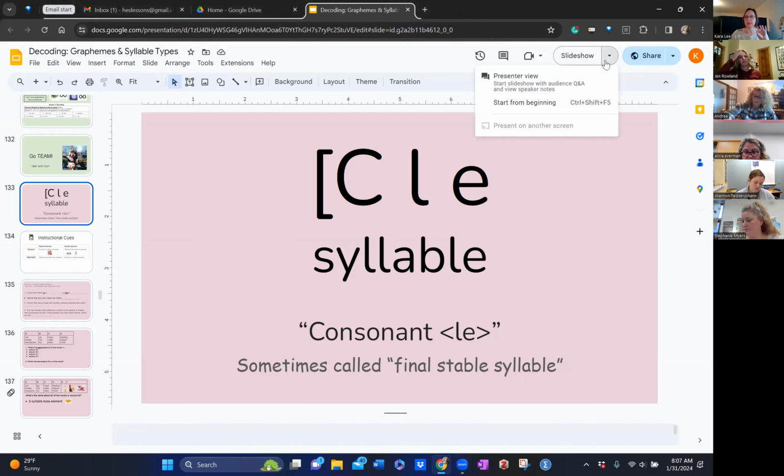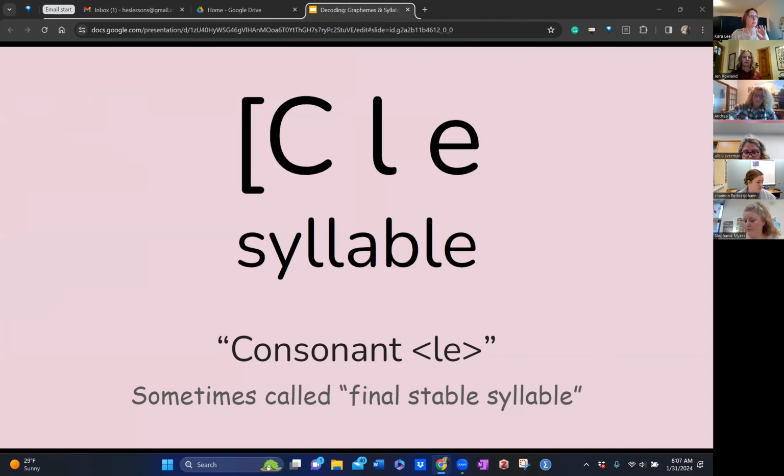All right, so let's do this. Here we go. Okay, so consonant LE syllable, also referred to a lot, including in your Bursch text in that reading chapter, as a final stable syllable. There are some very important features of this particular syllable type that we're going to go over right now that are different from all the other 5 syllable types that we learned.